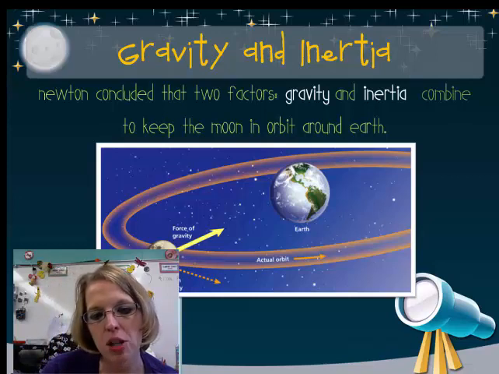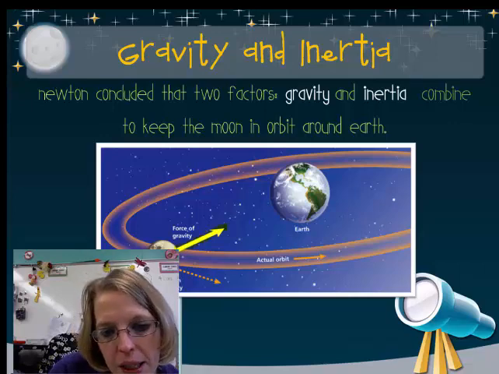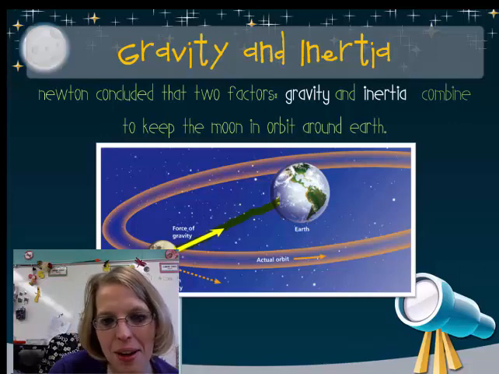So if you look at this picture, we have the lovely Earth here, and we got the moon. Gravity is pulling the moon down. That's what it wants.